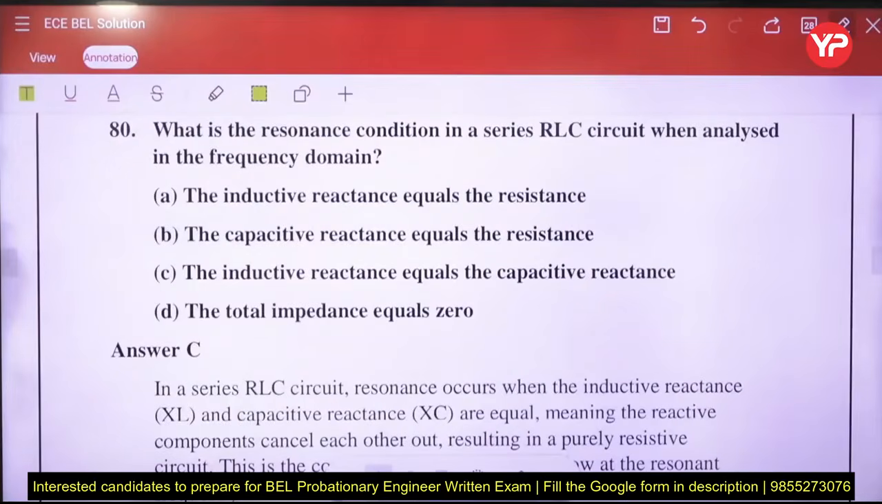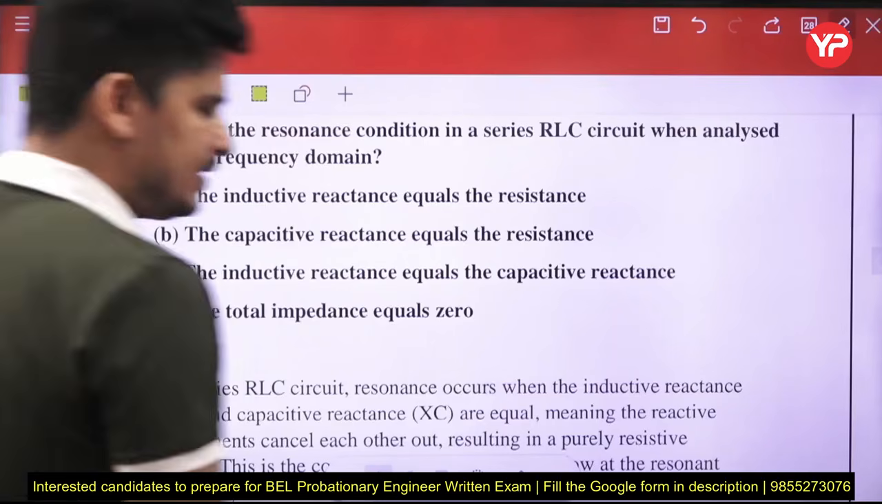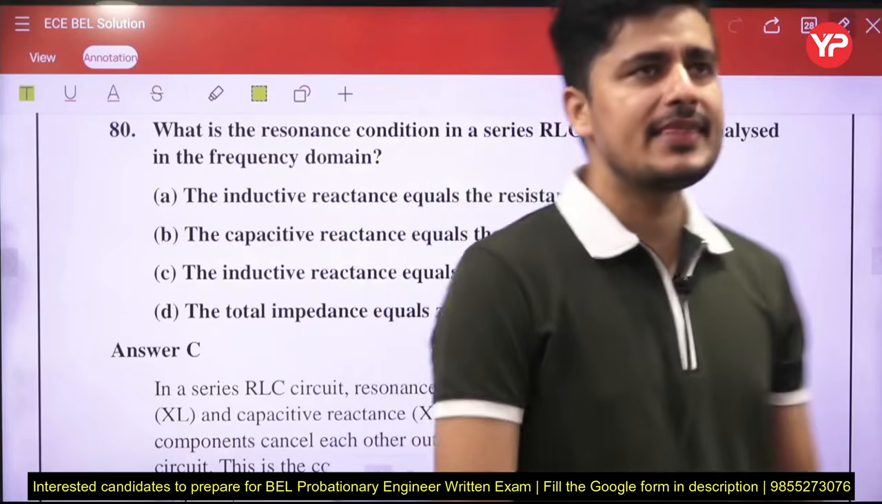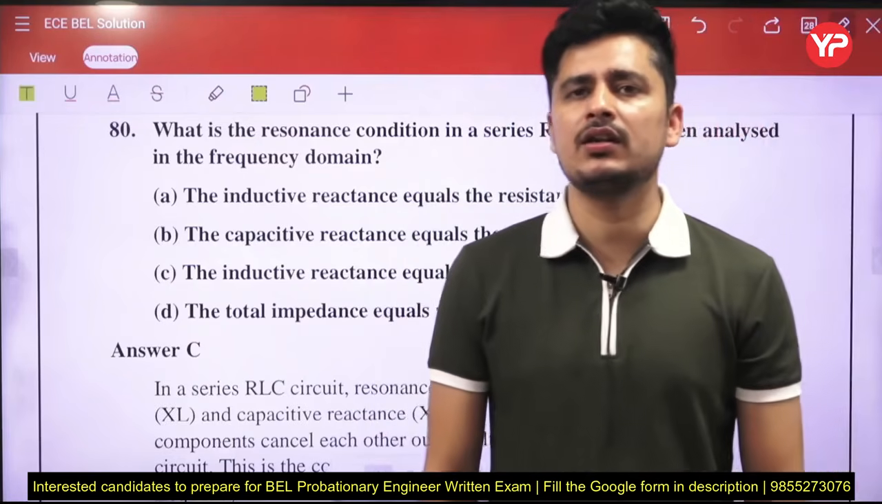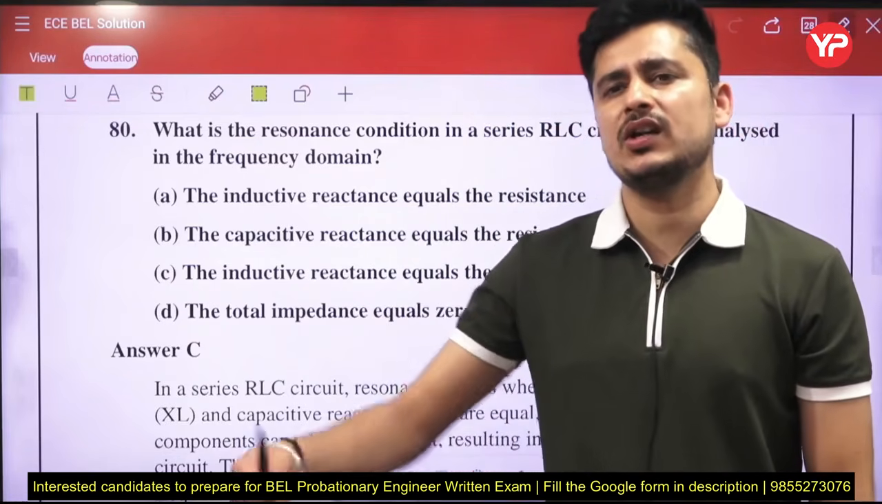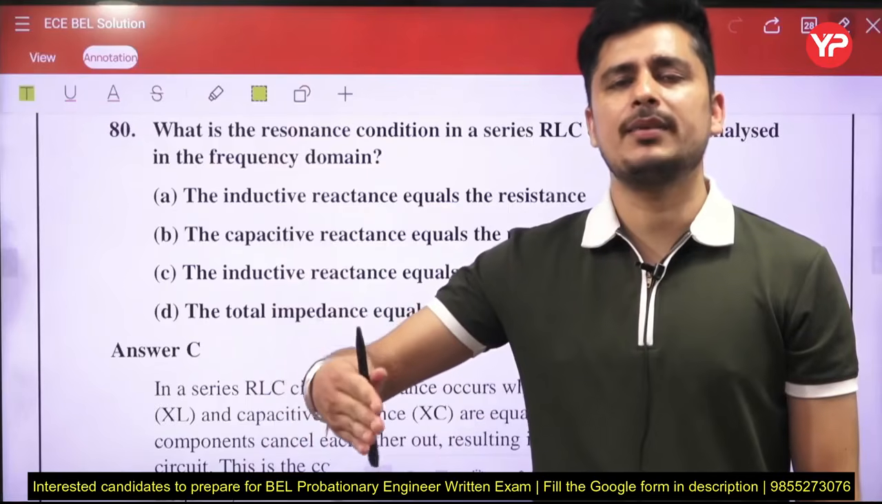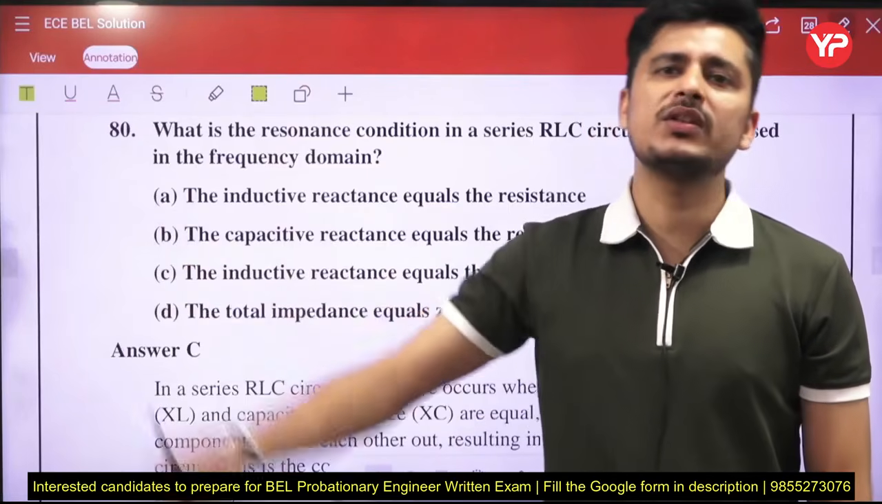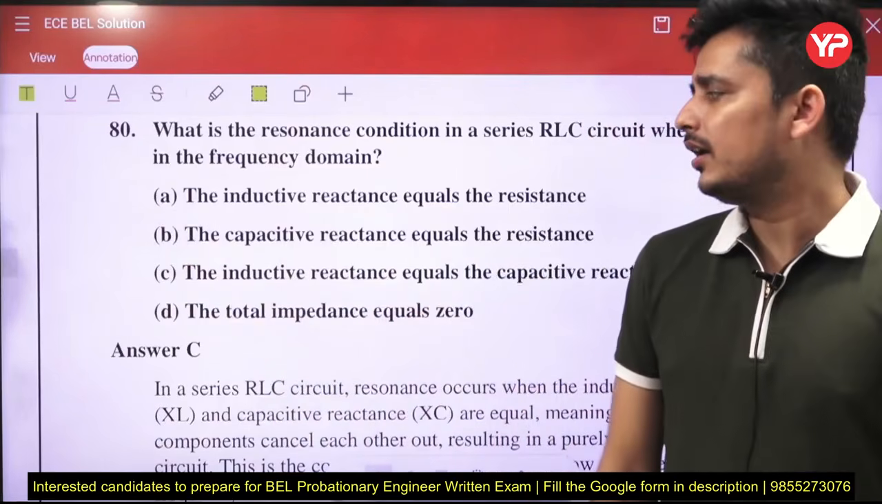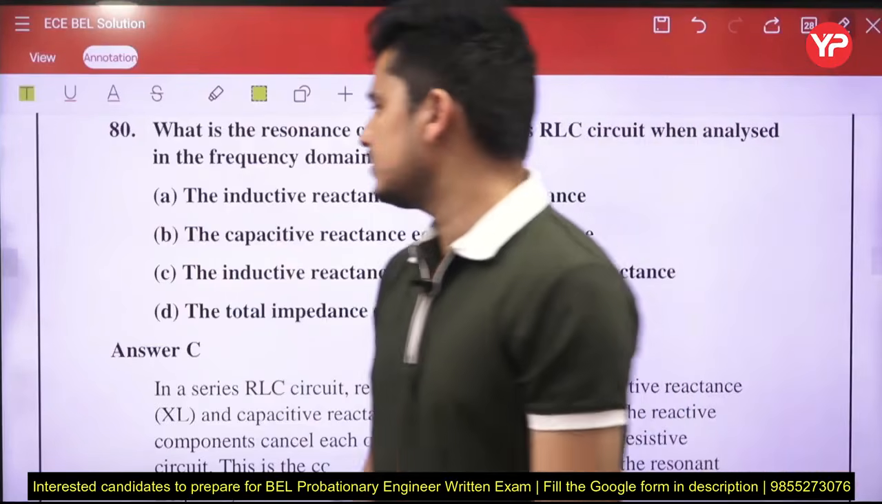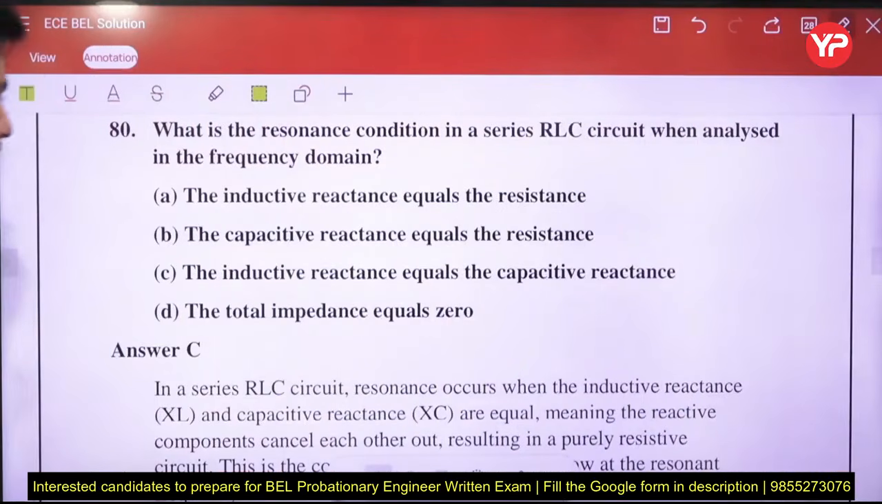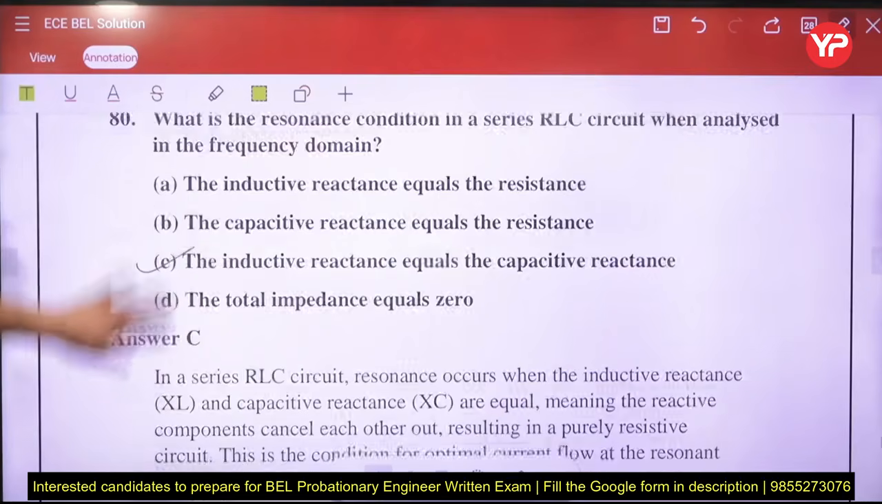What is the resonance condition in a series RLC circuit when analyzing in the frequency domain? Whenever you are analyzing an RLC circuit working at resonance condition, what happens? XL is equal to XC, right? It means your capacitive reactance is equal to the inductive reactance. So what will be the answer? Inductive reactance equals the capacitive reactance.